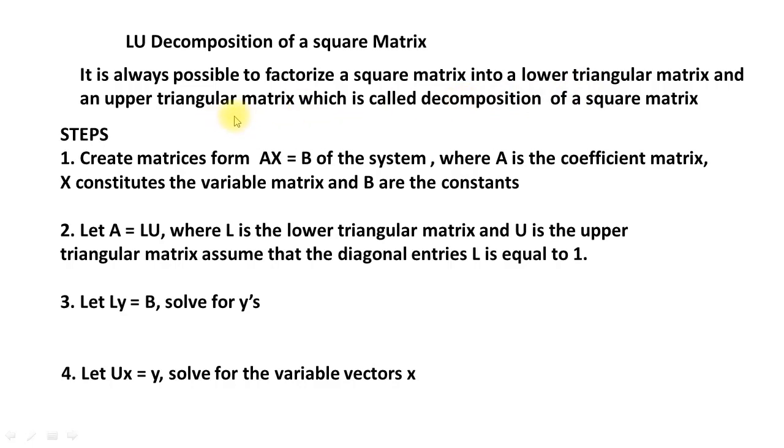Now the procedure steps for this factorization are: step number 1, first of all, write the system of equations in matrix form Ax = b, and you know already that A is the coefficient matrix, X is the unknown variable matrix, and B is the constant matrix.